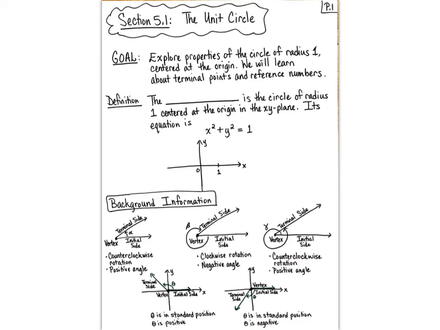All right, so today we switch gears a little bit and we start to incorporate algebra in with the trigonometric ideas. Whenever we start talking about trigonometry, we have to present the idea of a unit circle. So let's start there, okay? Our goal in this section is to explore properties of the circle of radius 1 centered at the origin. We will learn about terminal points and reference numbers. Okay, so let's start with the definition.